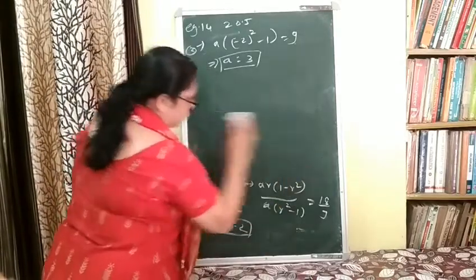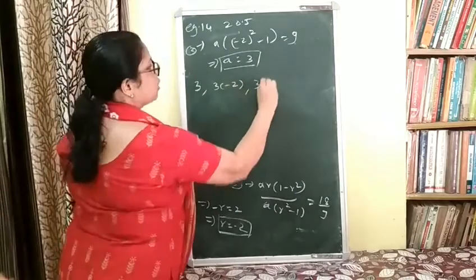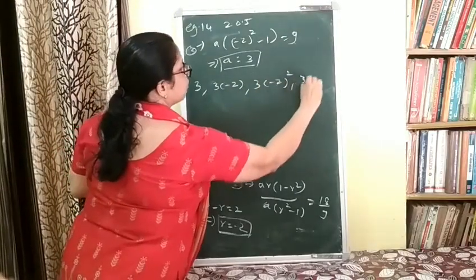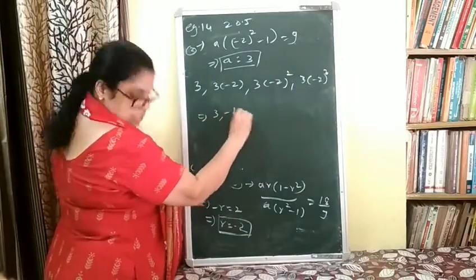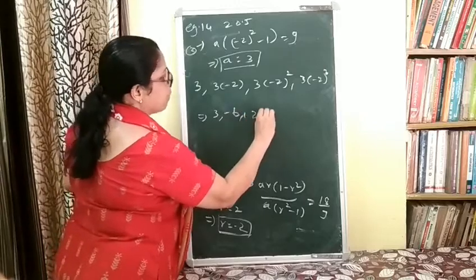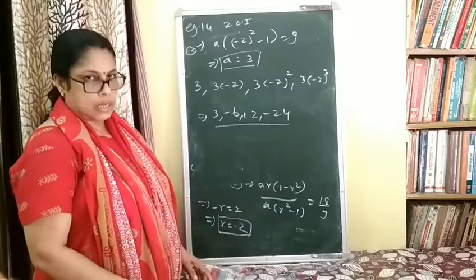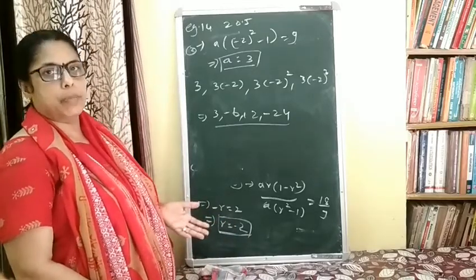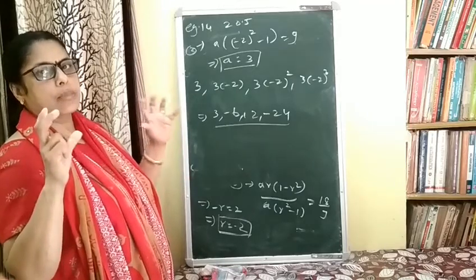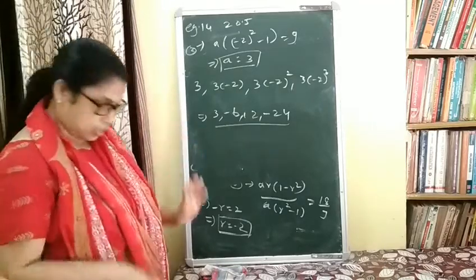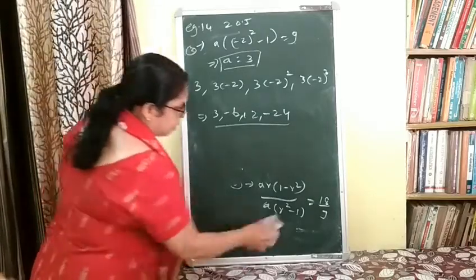Then what will be the first number? First term is 3, second is 3 into minus 2, third is 3 into minus 2 square, fourth is 3 into minus 2 cube. Are you getting? That means 3, minus 6, 12, minus 24. In this way you can find any terms in a GP if some relation between the different terms is given. This much is related to the terms of a given GP.